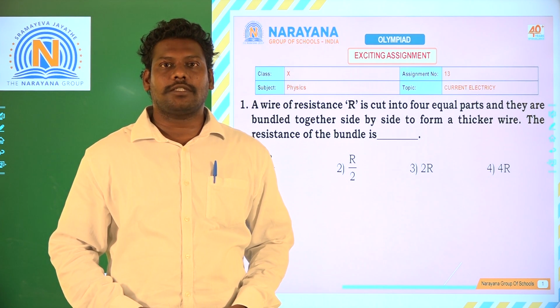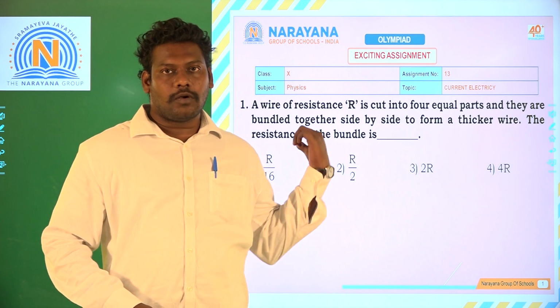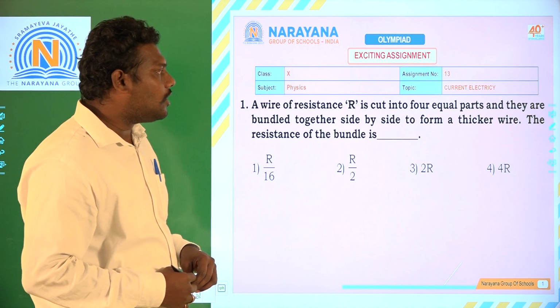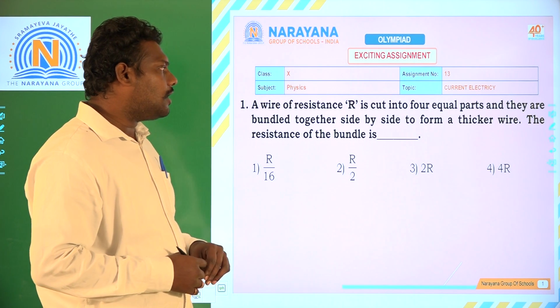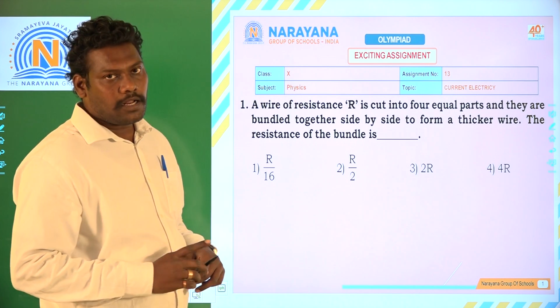Today we are going to discuss the assignment of 10th class under the topic current electricity. Let us go to the first question. A wire of resistance R is cut into 4 equal parts and they are bundled together side by side to form a thick wire. The resistance of the bundle is?